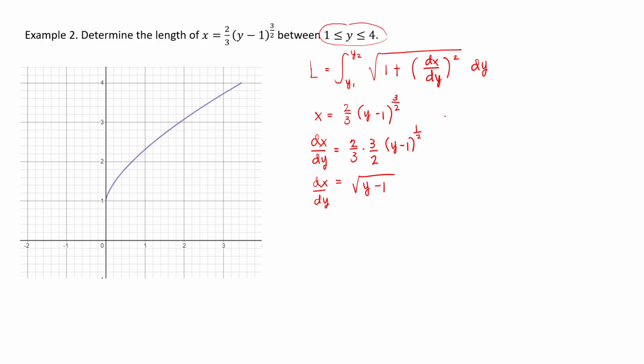So again, this is just simple differentiation, the power rule. Bring down the exponent, so 2/3 times 3/2, and then y minus 1 raised to 3/2 minus 1, which will be 1/2. And then the derivative inside the parenthesis is just equal to 1. So let's put 1 here. Meaning your dx over dy squared is equal to y minus 1.